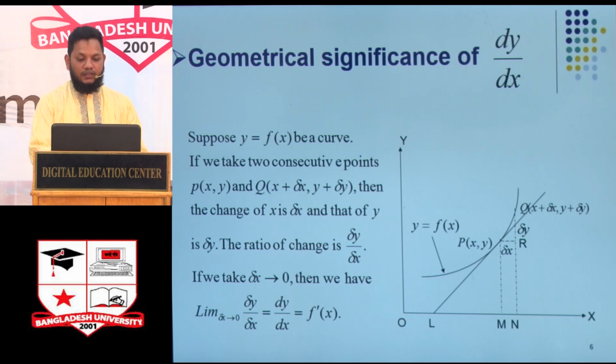When Q moves to P, delta x tends to 0, and we have the limit as delta x tends to 0 of delta y divided by delta x equals dy/dx. It is the Leibniz notation here, and we can note here that dy/dx equals f prime of x.